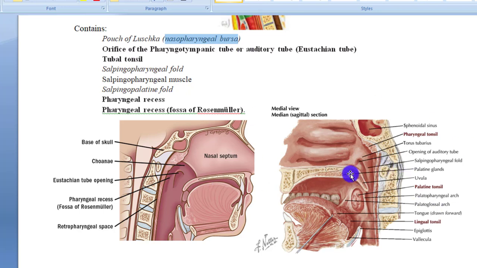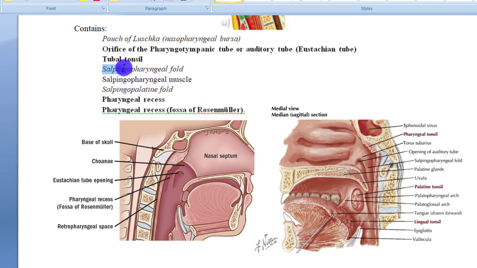Here in this diagram, this part shows the opening of the auditory tube. And here you see this is the auditory tube from the internal ear. There is a tube-like structure which comes towards the pharynx. That tube is called the eustachian tube, and its opening comes in the nasopharynx, right? Then there are the tubal tonsils.